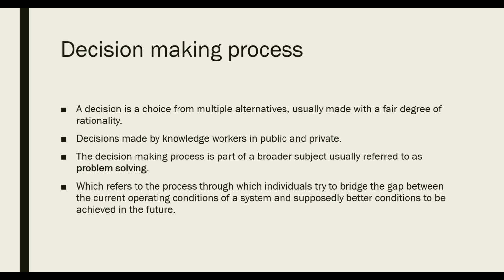Okay, let's understand the decision-making process. A decision is a choice from multiple alternatives, usually made with a fair degree of rationality. Somebody spoke about rationality a few minutes back, and I said that's something we're going to discuss ahead. So I'm sure people know what rationality is. May I know from you all, when they say a fair degree of rationality? Maybe whatever comes to your mind.